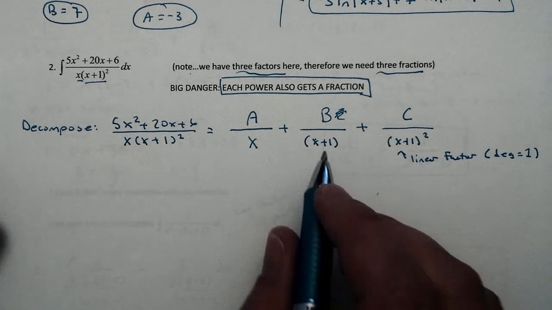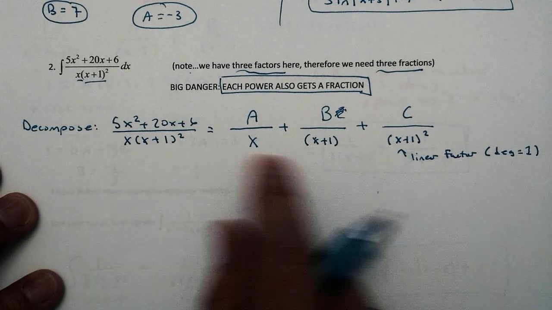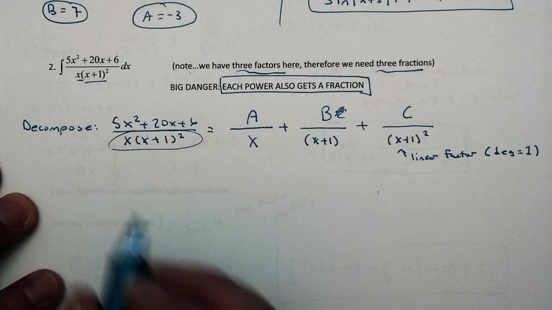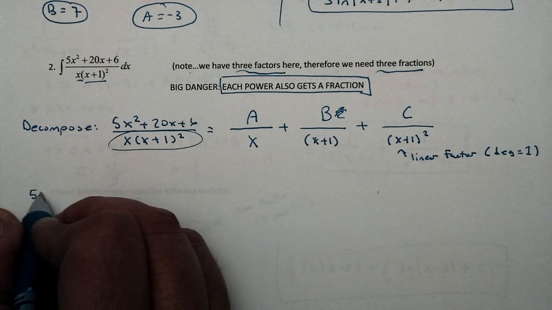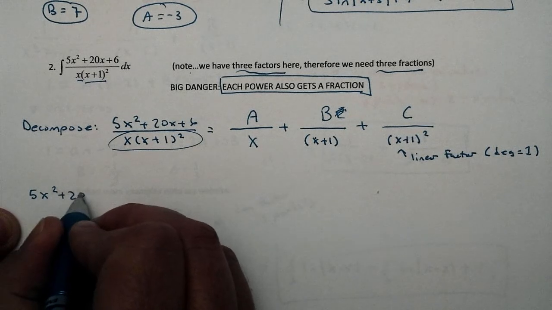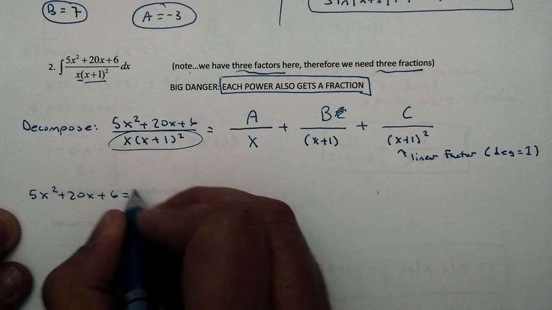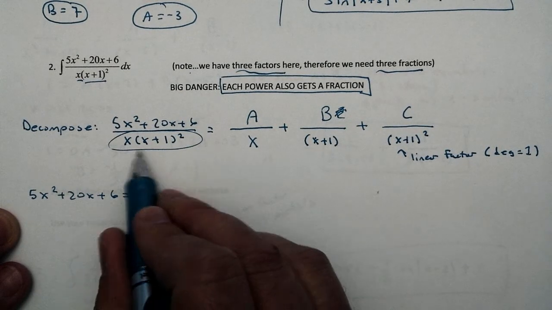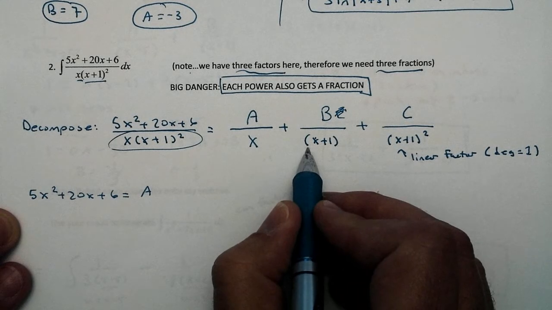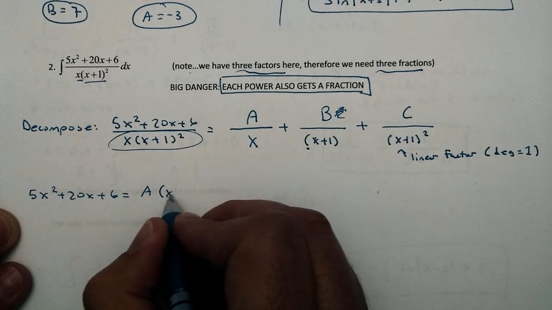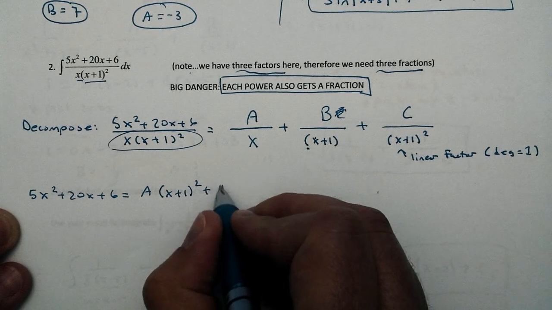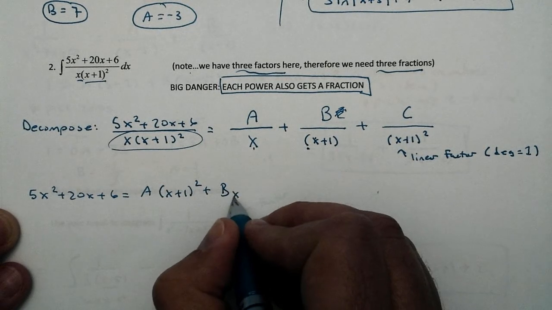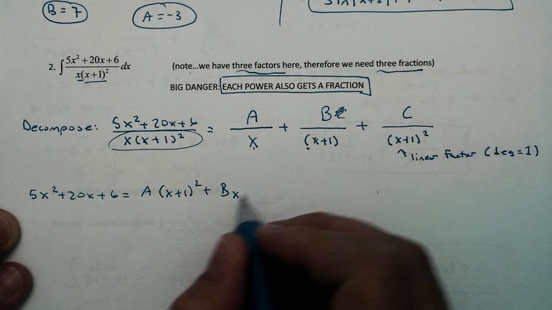Alright, so now we're going to multiply by the LCD. So hopefully you kind of got the idea. The LCD is just basically that. So when I multiply by the LCD, we get 5x squared plus 20x plus 6 equals A. Now the A already has the x. It's just going to be multiplied by the (x plus 1) squared. The B, it needs the x, but it also needs an additional x plus 1.